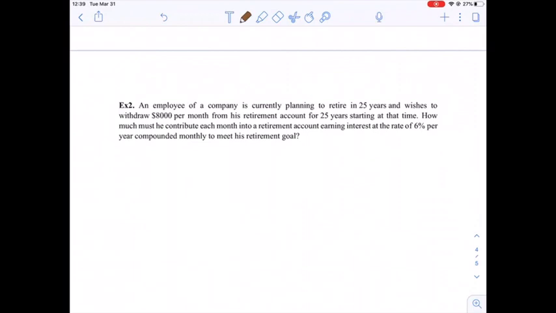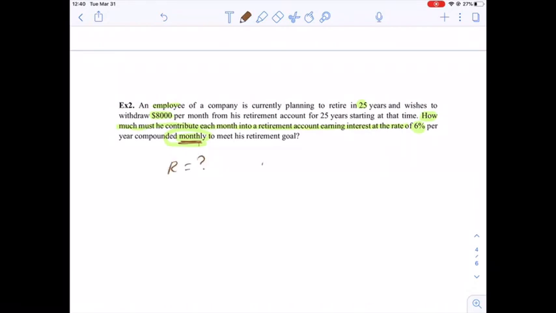Okay, another example. We have an employee of a company who is currently planning to retire in 25 years and wishes to withdraw 8,000 per month from his retirement account for 25 years starting at that time. Now the question is, how much must he contribute each month into a retirement account earning interest at the rate of 6% per year compounded monthly to meet his retirement goals?